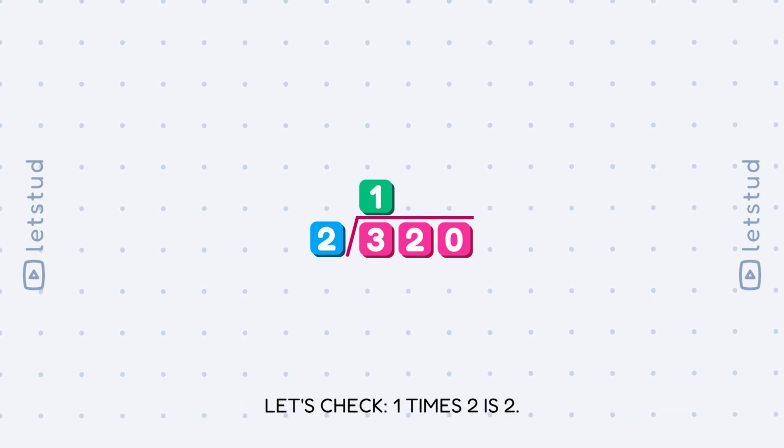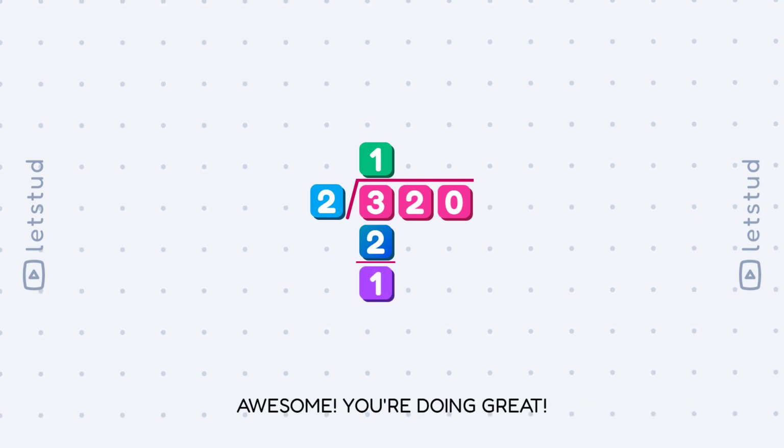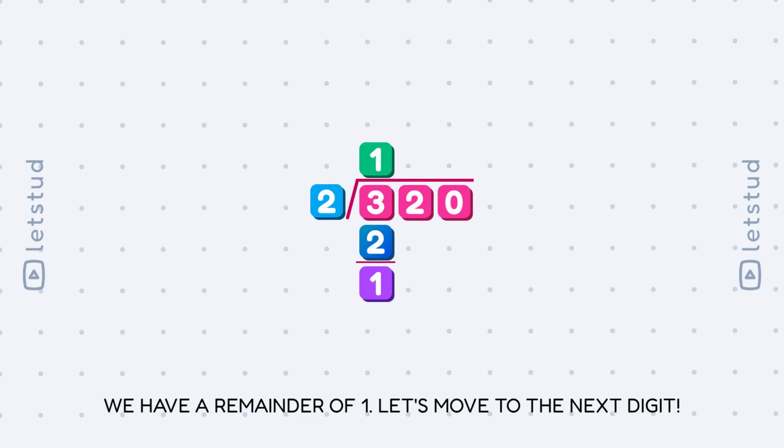1 times 2 is 2. Now we subtract. 3 minus 2 equals 1. That's our remainder for this step. Awesome, you're doing great. We have a remainder of 1. Let's move to the next digit.